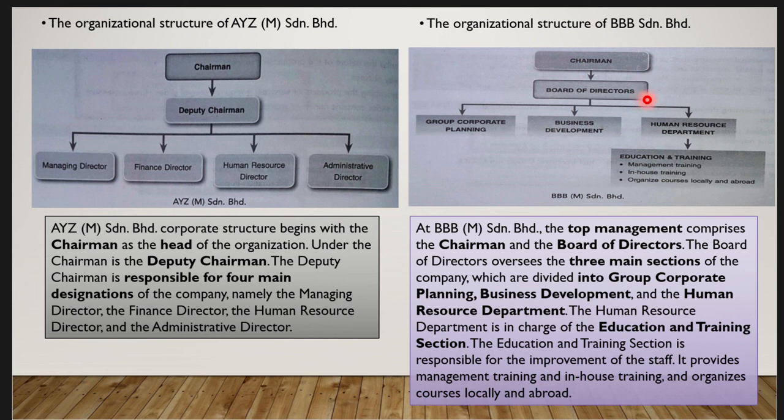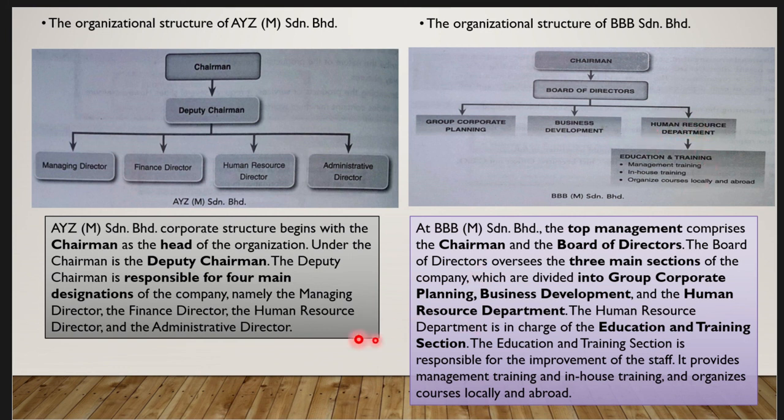And after that, we have the board of directors. And then under the board of directors, these are some people. For example, a group of people in the group corporate planning. And then we have another group of people, perhaps 5 to 10 people or 15 to 20 people, totally up to them, in the business development, and over here we have another department, the human resource department.